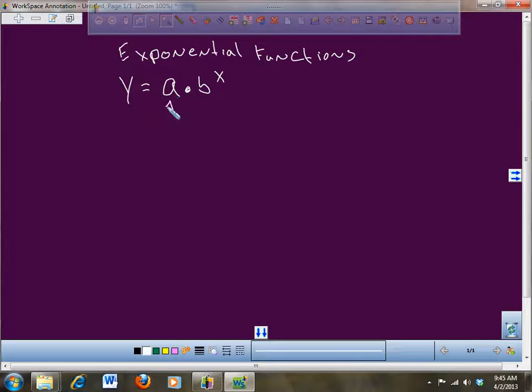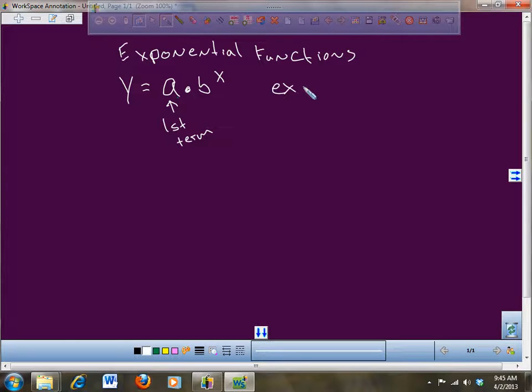So a is, again, the first term, and b is, I don't know what they call b. b is like the multiplier, okay? But we're not gonna worry about what it's called. We're just gonna give you some examples.